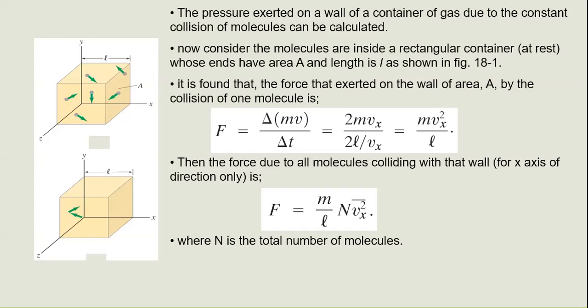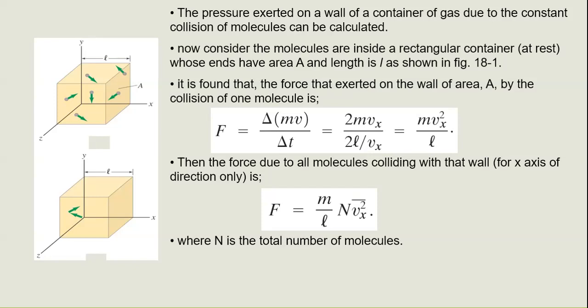It is found that the force exerted on the area by the collision of one molecule is given as F equals the change in mv divided by the change in t, which gives mv squared over L. Next, the force due to all the molecules colliding with that wall is F equals m divided by L multiplied by N multiplied by the average of v squared, where N is the total number of molecules.